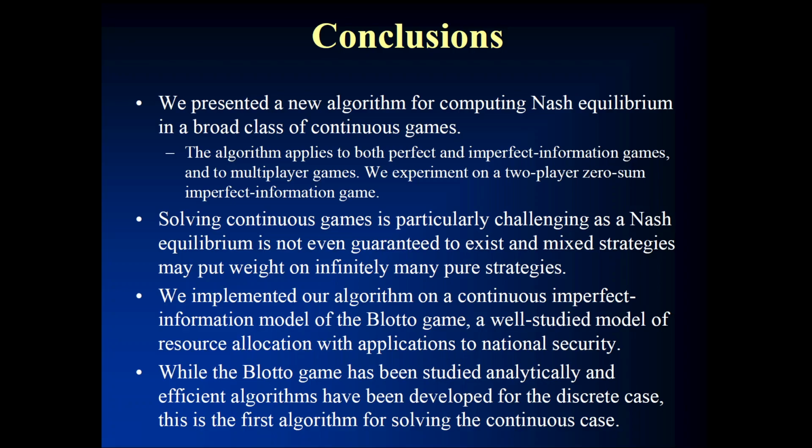So to summarize, we have a new algorithm for computing Nash equilibrium in a broad class of continuous games, which include imperfect information and multiplayer. This is very challenging because Nash equilibrium is not even guaranteed to exist, and mixed strategies can put weight on infinitely many pure strategies. We solved a continuous imperfect information model of a Blotto game, which is a very well-studied national security problem. And while it's been studied analytically and there have been algorithms for the discrete case, this is the first algorithm that is solving the continuous case.